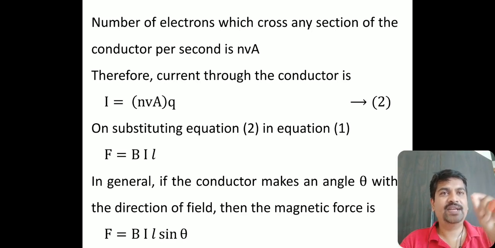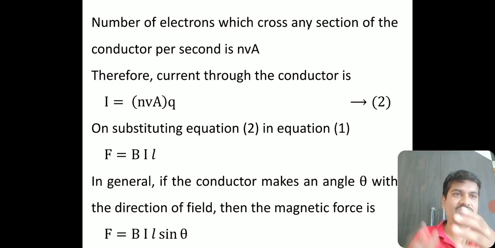So V is L by T. T is 1 second, which means I am writing velocity instead of length. So NVA is the number of electrons crossing the area of the conductor per second. If I multiply that with the charge, I'll get the current.